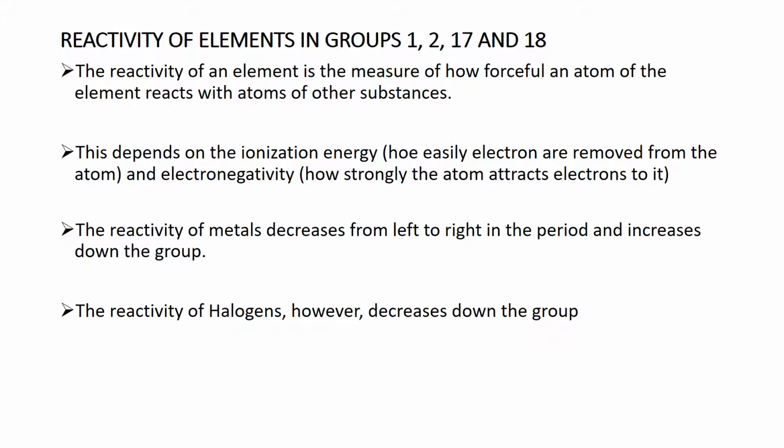The reactivity of an element measures how forceful an atom of the element reacts with atoms of other substances. This will depend on the ionization energy, that is how easily electrons are removed from the atom, and electronegativity, which is how strongly the atom attracts electrons to itself. The reactivity of metals decreases from left to right in the period and increases down the group. So as you move from left to right in your period, the reactivity decreases.